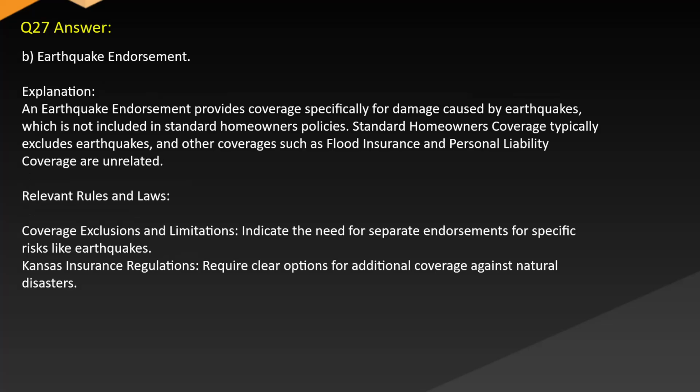Answer: B. Earthquake endorsement. Explanation: an earthquake endorsement provides coverage specifically for damage caused by earthquakes, which is not included in standard homeowners policies. Standard homeowners coverage typically excludes earthquakes, and other coverages such as flood insurance and personal liability coverage are unrelated. Relevant rules and laws, coverage exclusions and limitations, indicate the need for separate endorsements for specific risks like earthquakes. Kansas insurance regulations require clear options for additional coverage against natural disasters.